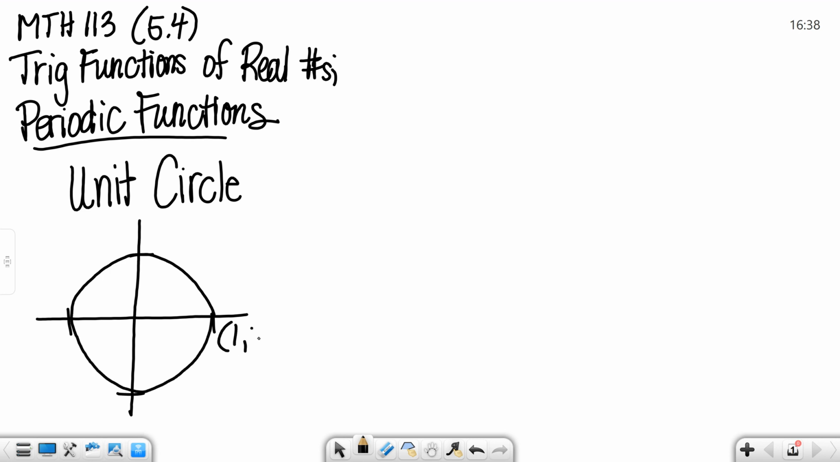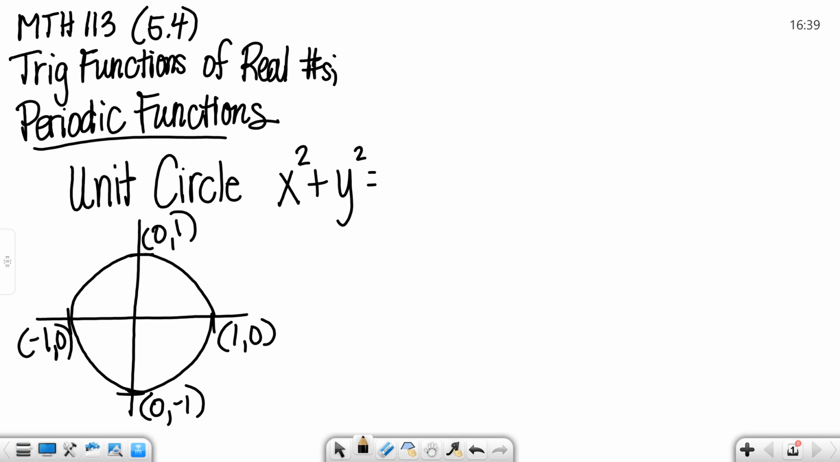Pardon my lovely circle there. So these points right here are all on my unit circle. So this is what it means to be a unit circle. X squared plus y squared is equal to 1 because r is the radius and the radius of this circle is 1. So let's just make sure we write that down.